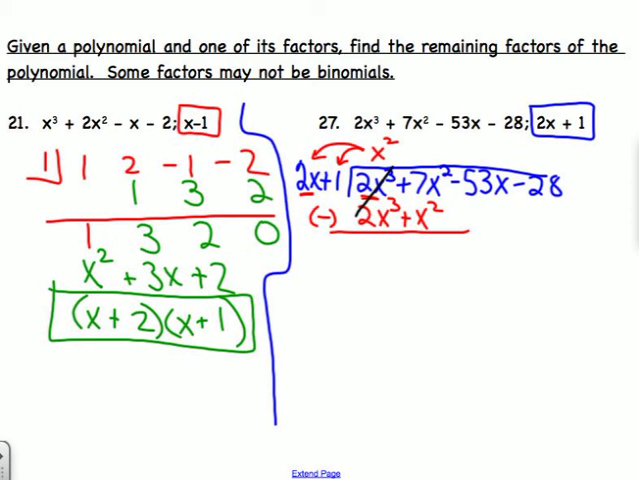7 minus 1 is 6x squared. Then you have to do the process again.